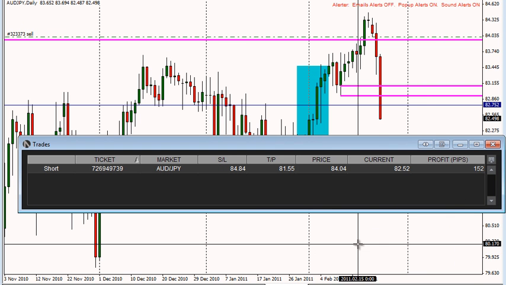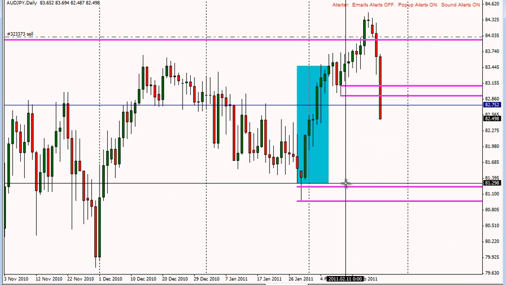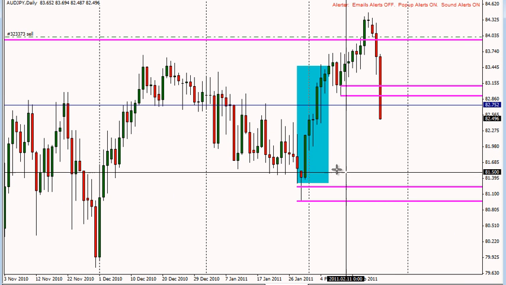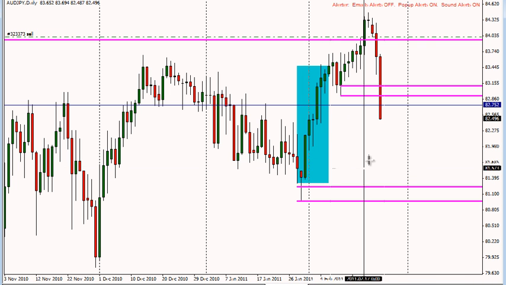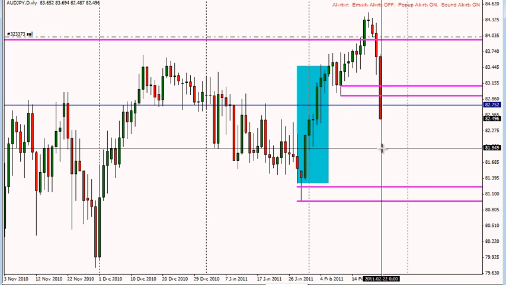So like I said, about 81.55 for the take profit, which is going to be pretty much where this big green candle broke above this area right here. But we'll see what happens as the trade gets down.